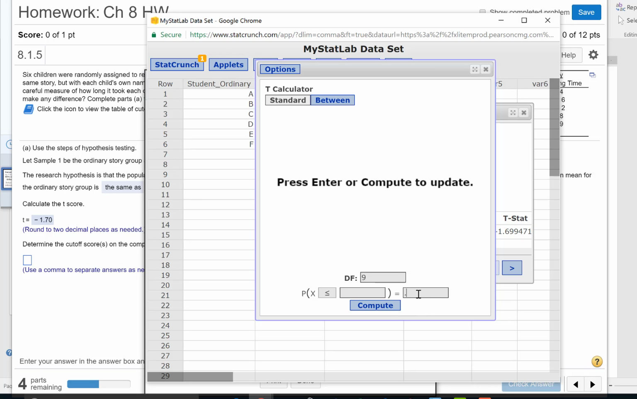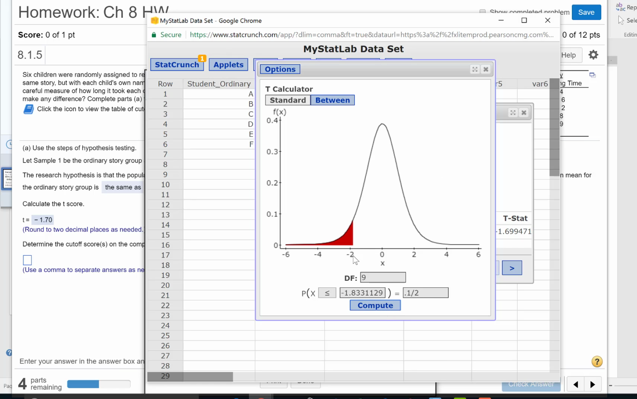And if I put in 0.1, and if I'm just doing the standard calculator, I'm dividing that by 2 because I have two different tails to split that between. And it's, again, negative 1.833. It's perfectly symmetric, so then the positive one will be positive 1.833. That's the way I do it. There is another way to do it.